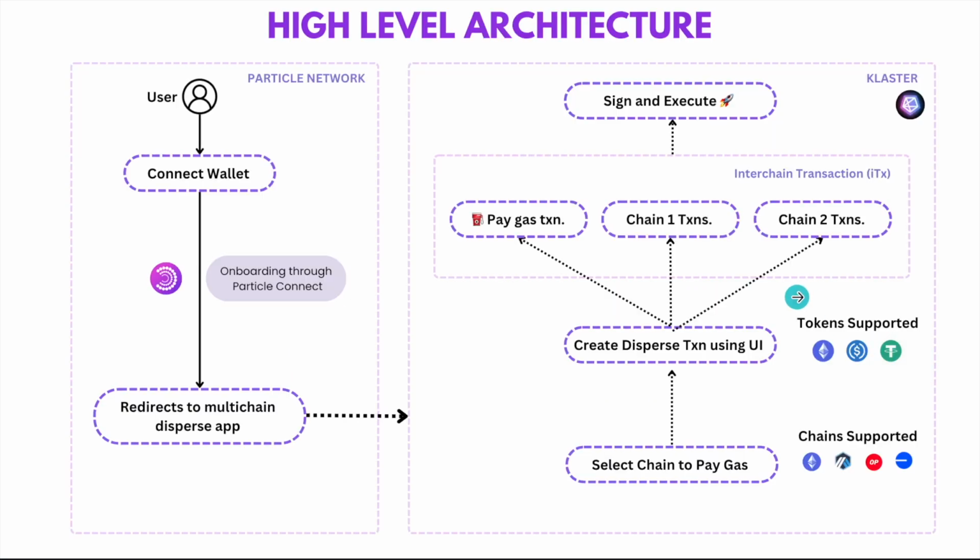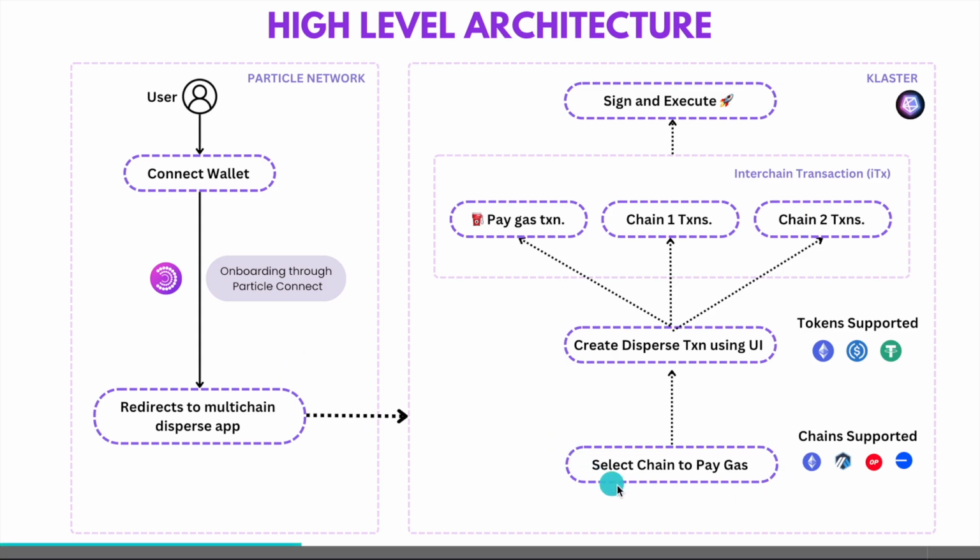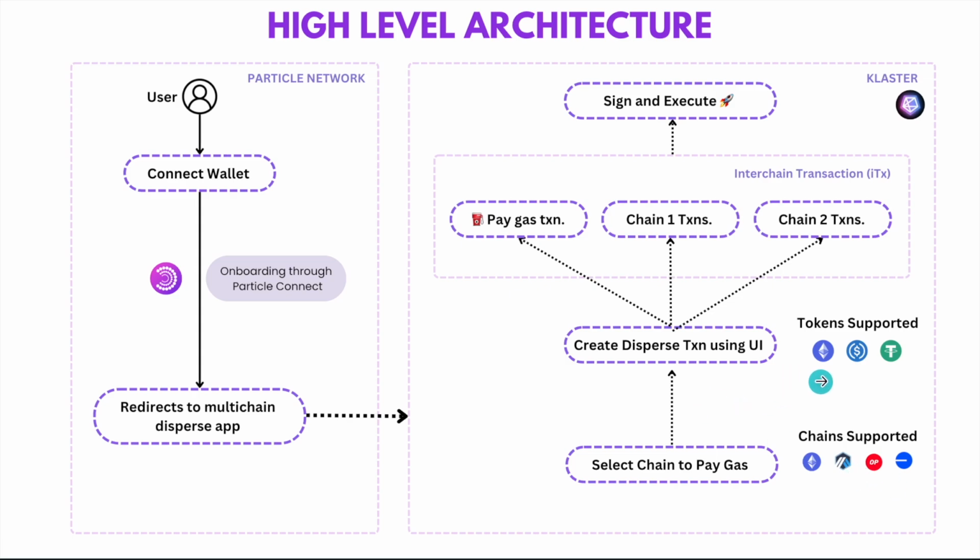Let's look at the high-level architecture of Multichain Disperse. When a user comes on the platform, he can just connect the wallet and he will be onboarded to the platform using Particle Connect SDK. Now you can select any chain to pay the gas fee. We currently support these 4 chains. Now you can create a disperse transaction where we support these tokens.